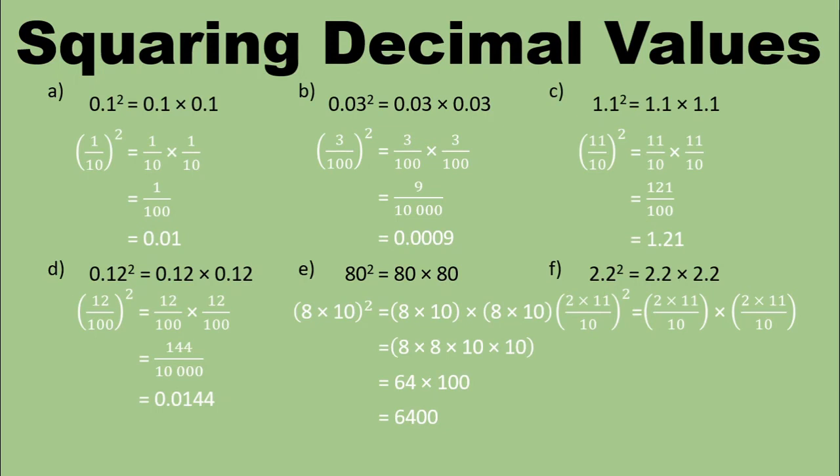Multiplying our fractions together, we'll multiply our numerators. So that's going to be 2 times 2 times 11 times 11, and multiply our denominators, which is 10 times 10. We've got 2 squared times 11 squared on the numerator, and 10 squared in the denominator. That's going to be 4 times 121 over 100, which is simply 4.84. See what I mean about how fractions help? Now I hope you've got that because it's time for you to get some practice now.